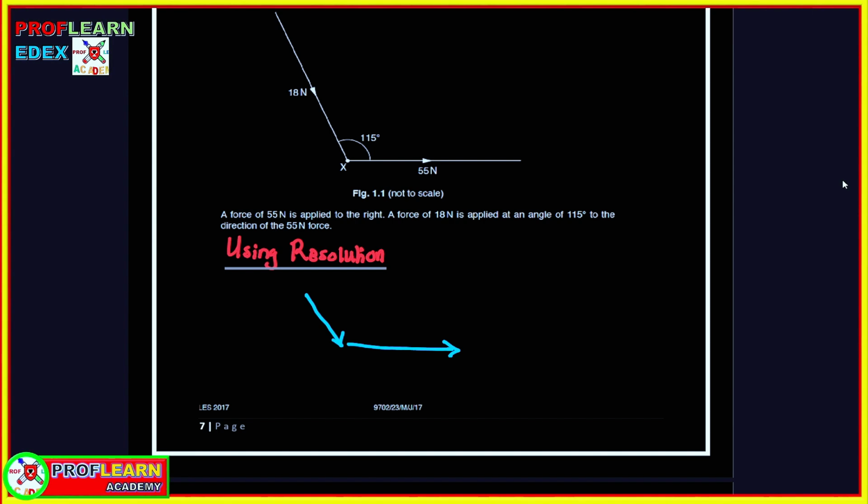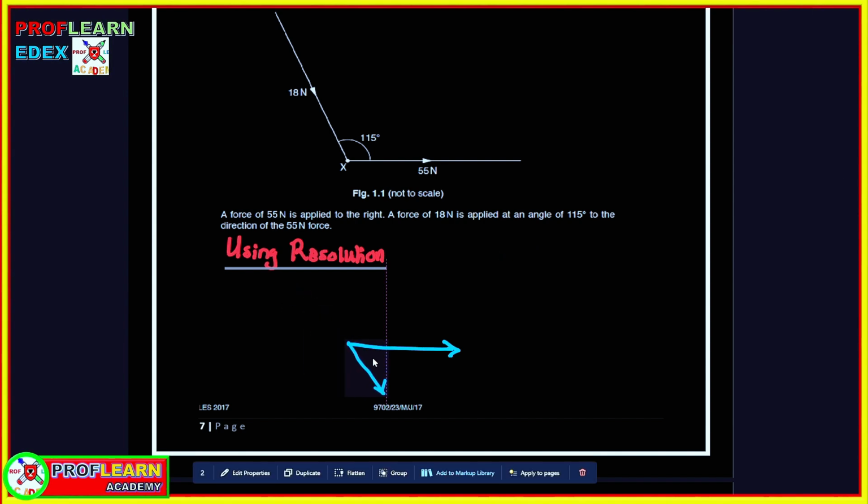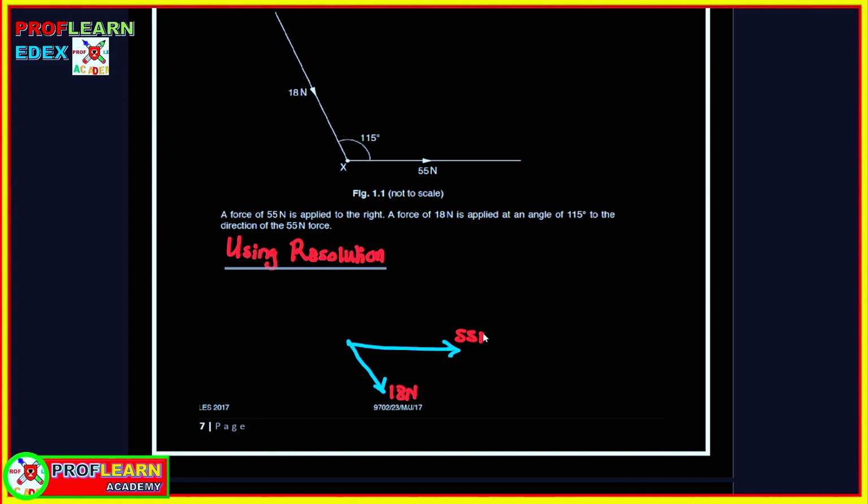So what I'll do, I will shift this angle that I have, the vector I have here, I put it somewhere down here so that I can resolve it into, this is 55 Newton, the other one was 18 Newtons. And then I resolve this into vertical and horizontal components. 18 Newtons has both a horizontal and a vertical component.